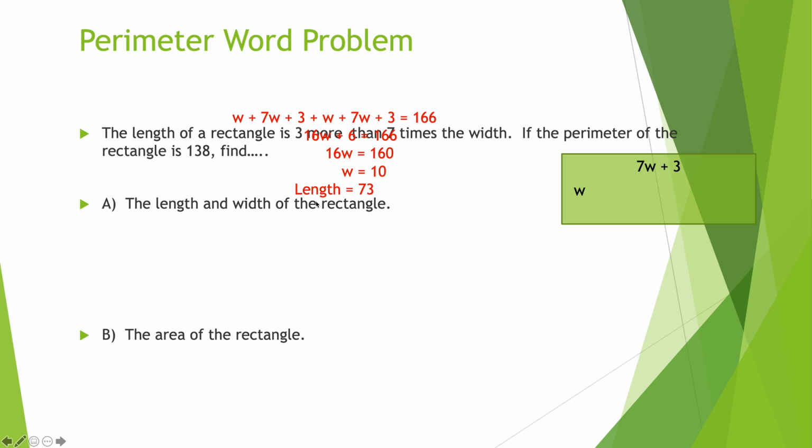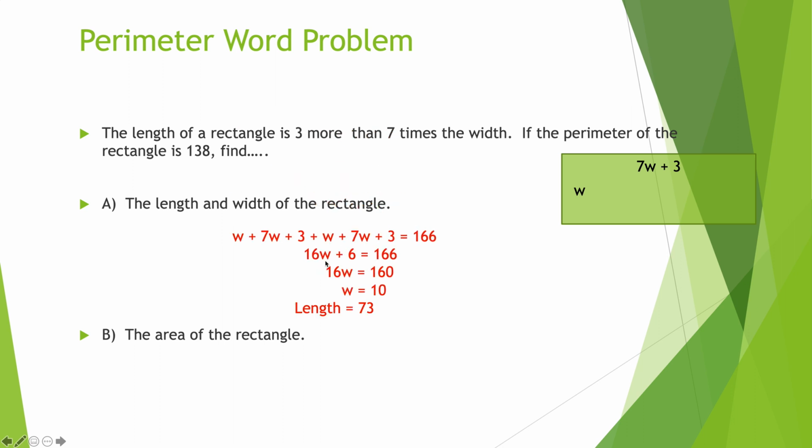So that means if I add up all of that stuff, the w on the left, the 7w plus 3 on the top, the w on the right, and the 7w plus 3 on the bottom, I have to get 166. This said 138 over here. Can you please change your paper to 166? I forgot to change it to 138 over there. I will have to make that correction in a few minutes.